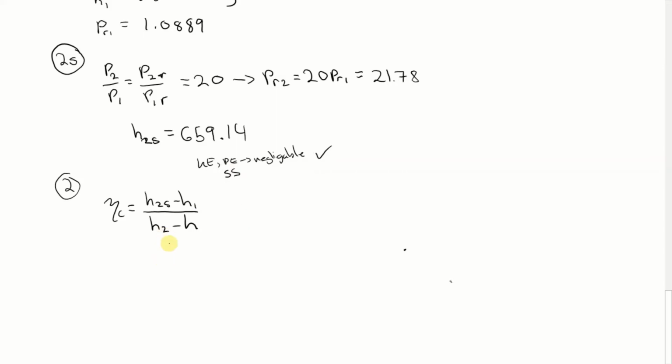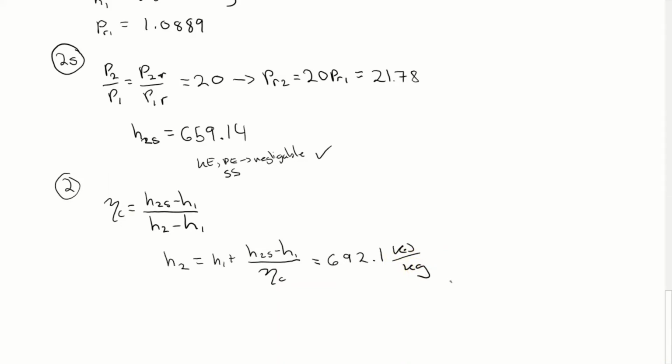So if we were to reorganize this, oh, missed a 1 there. So if we were to reorganize this, we're looking specifically for h2, and so this is equal to h1 plus h2s minus h1 over our compressor efficiency. And if we enter in everything there, we'd get 692.1 kilojoules per kilogram.